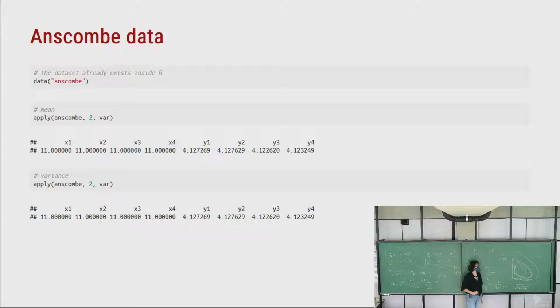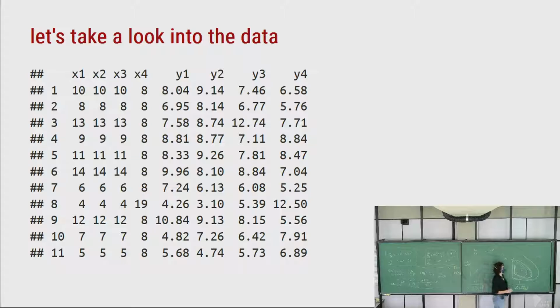If we check the variance of this data, we have x1, 2, 3, and 4, y1, 2, 3, and 4, and the variance is basically the same between the 4 different x's and the 4 different y's. Here I wanted to show you the mean, but I didn't do that. We can see that in another way. But let's take a look into the data. So the first 3 x's are very similar, but the y's are always different. And if we take a look into this, we could say they are not equal, right?